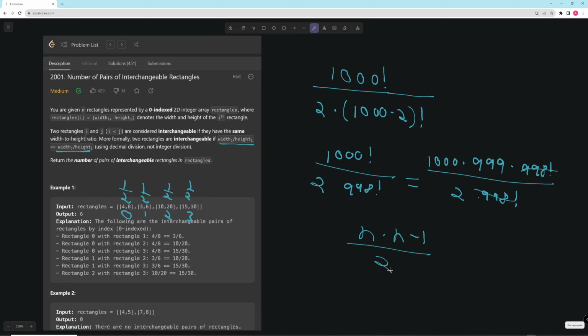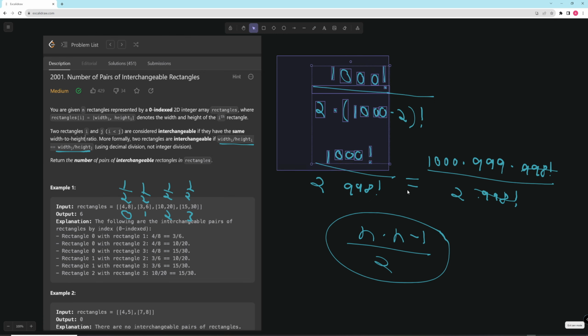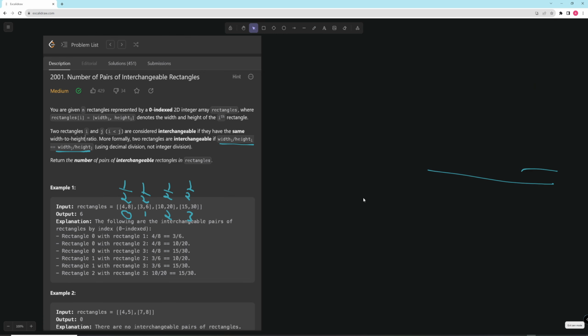And so that's how you can figure out the number of combinations given some rectangles. And that's going to be the toughest part of the problem. This is a linear time operation. So now that we know how to do that, how do we actually get all our pairs of rectangles? Well, that part is actually going to be pretty straightforward.